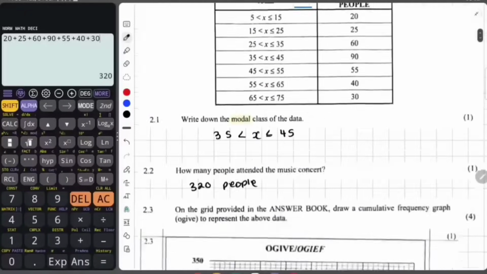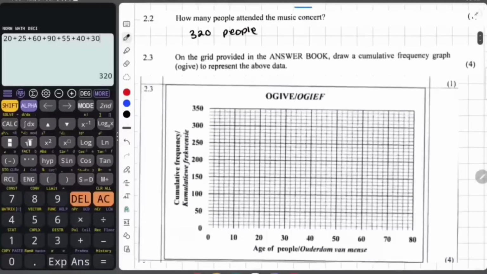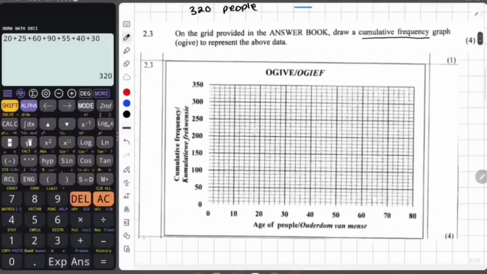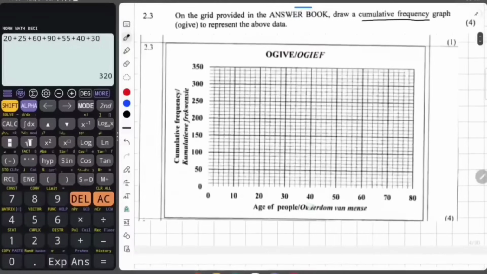Moving on to the next question. 2.3, they say, on the grid provided in the answer book, we need to draw a cumulative frequency graph, an ogive, to represent the above data. I just pasted the ogive that they gave. Nicely, they've already done this for you, so you just really have to plot down the information.